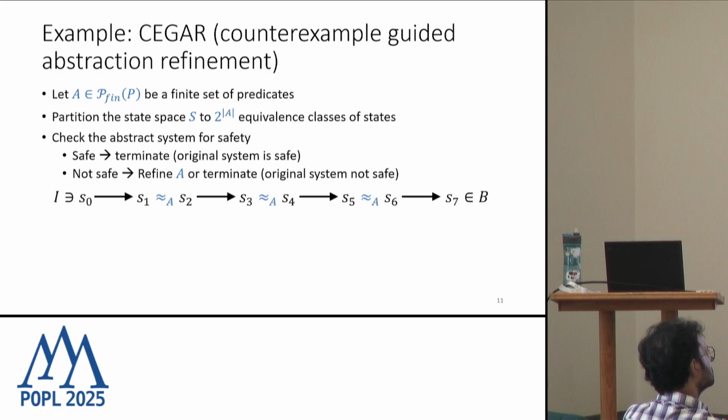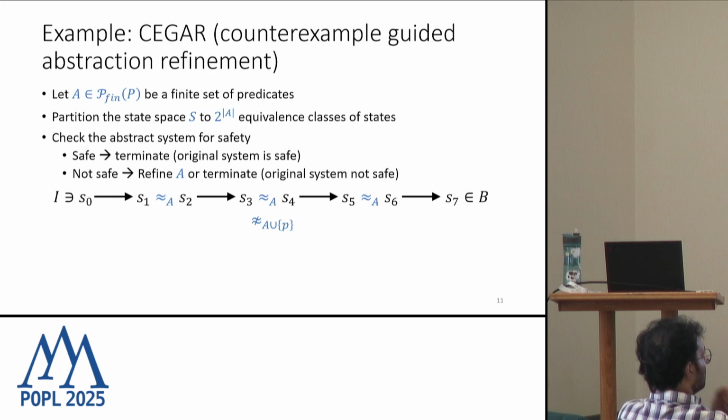So the way this looks is we might discover an abstract counterexample where we start at an initial state and we make a transition, and then we make another transition, but not exactly from the same state, but from another state that is just equivalent up to this abstraction. And we continue this process all the way to a bad state.